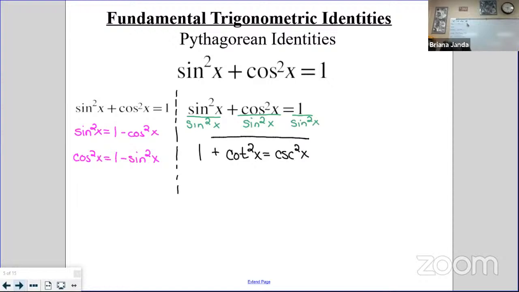Okay, so this would be your second Pythagorean identity. This is the first of those. And again, if I were to algebraically manipulate this, solve for 1 or solve for cotangent squared, those are the other ways that this could be handed to us. So let's solve for that cotangent squared. I would subtract 1.